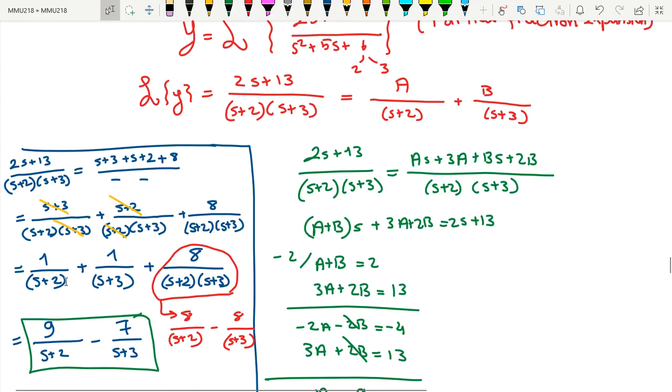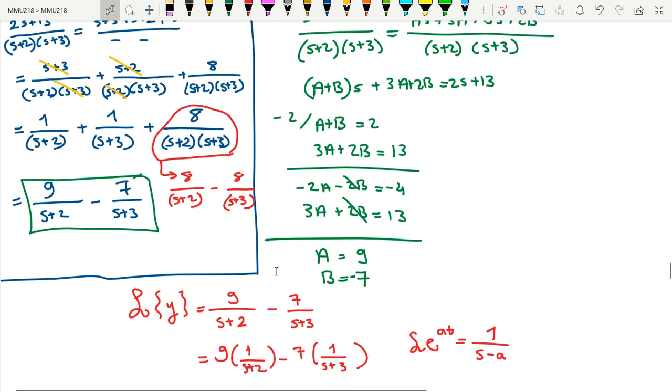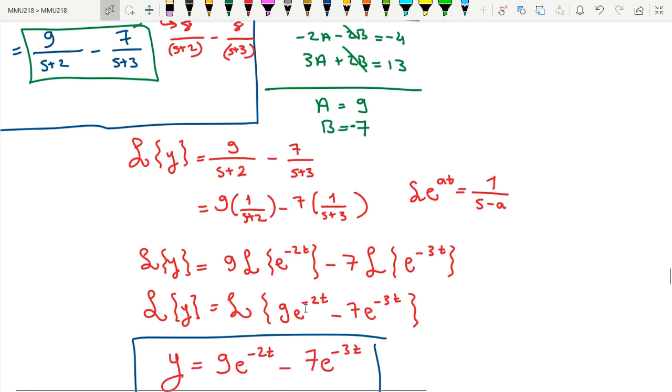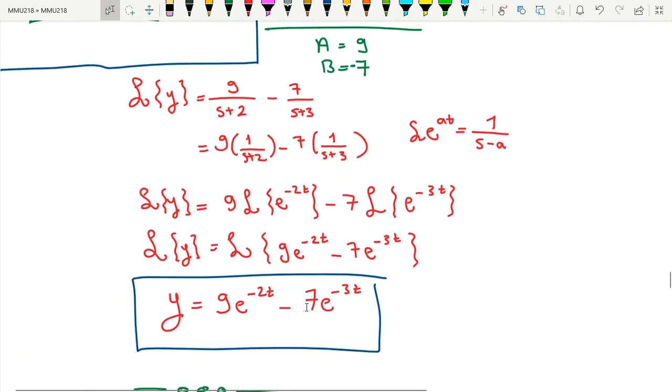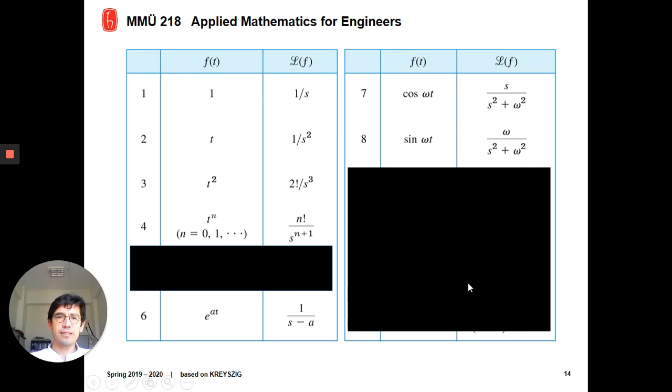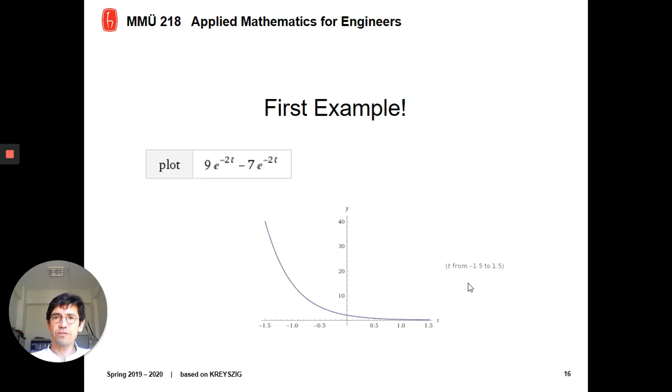the s plus 2 terms and s plus 3 terms. That will lead me to the same equation right there, which I found by partial fraction expansion. So that will be 9 over s plus 2 and minus 7 over s plus 3, which is the equivalent solution. Now, let's go back to our notes and systematically try to understand what's going on after the first example.